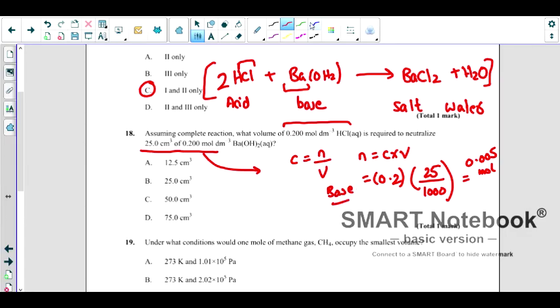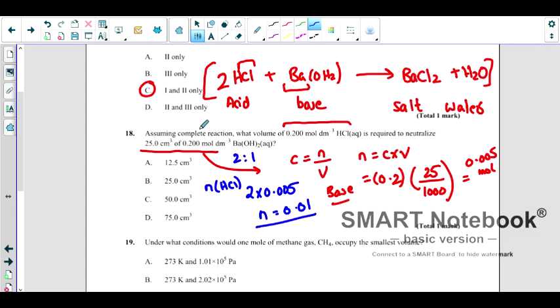Now per our equation, the ratio of acid to base is 2:1. For the moles of the acid, for moles of HCl, you have to times it by 2. So 2 into 0.005. When you times it by 2, you will get the moles of acid, which is 0.01.